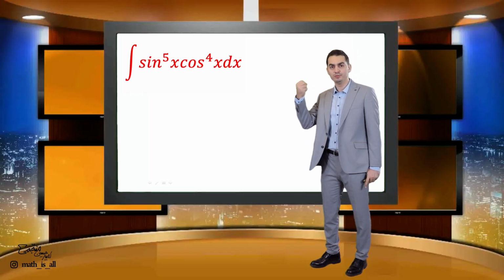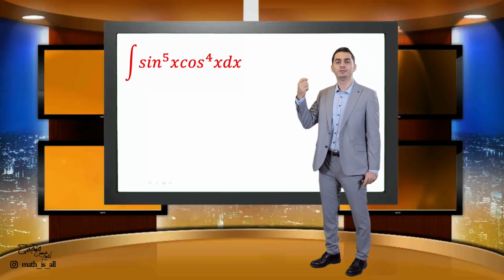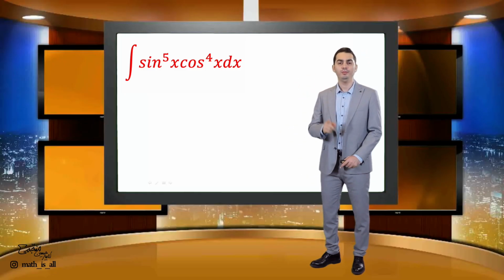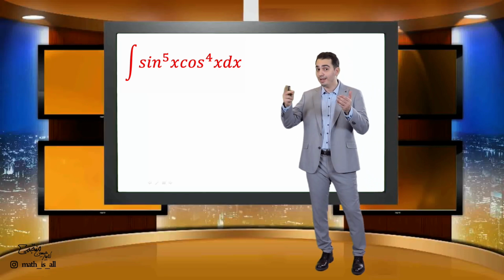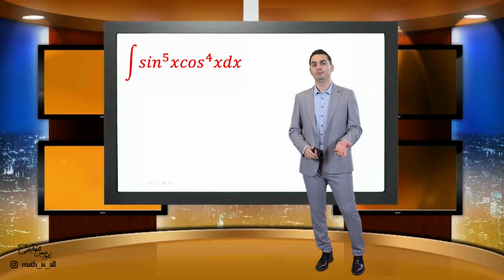So we remove a sine x from sine to the 5th. Now go ahead and rewrite sine to the 4th x using the first identity. You need to convert it to 1 minus cosine squared x, all squared. Come on, let's work through this together.